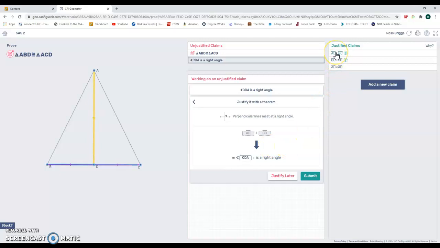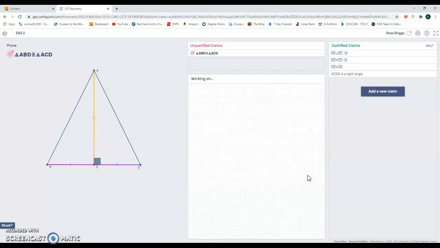Well, it says what's perpendicular right there. And you can actually click on that because we've already justified it. It's been given to us. And it says segment AD is perpendicular to segment BC. So that means that angle CDA is a right angle. Let's submit it. That's correct.